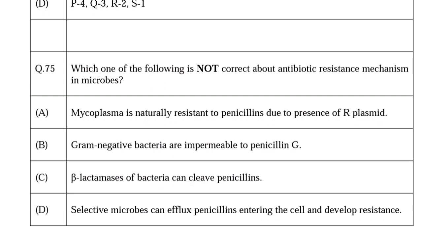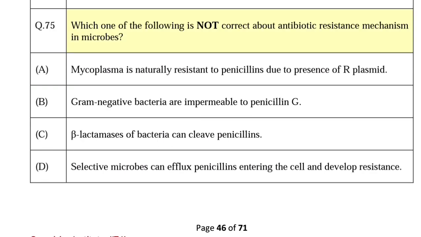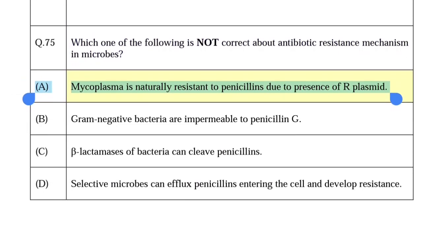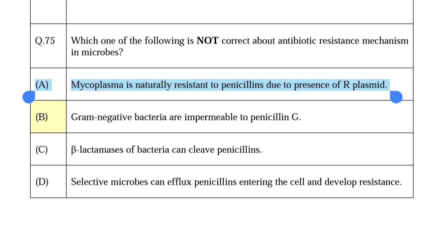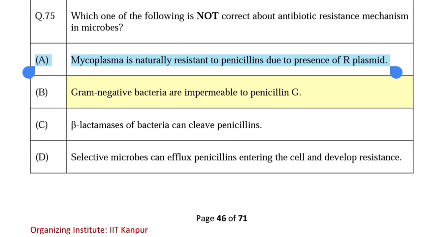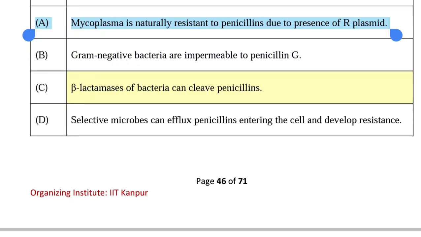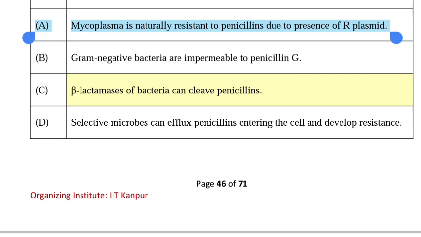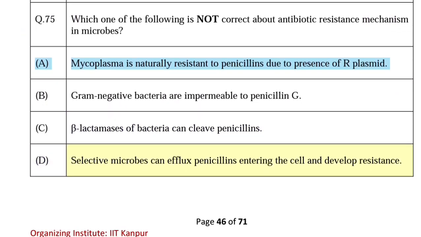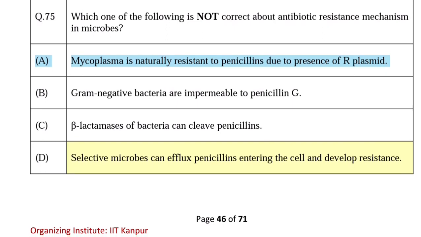Q.75. Which one of the following is not correct about antibiotic resistance mechanism in microbes? A. Mycoplasma is naturally resistant to penicillins due to presence of R plasmid. B. Gram-negative bacteria are impermeable to penicillin G. C. Beta-lactamases of bacteria can cleave penicillins. D. Selective microbes can efflux penicillins entering the cell and develop resistance.